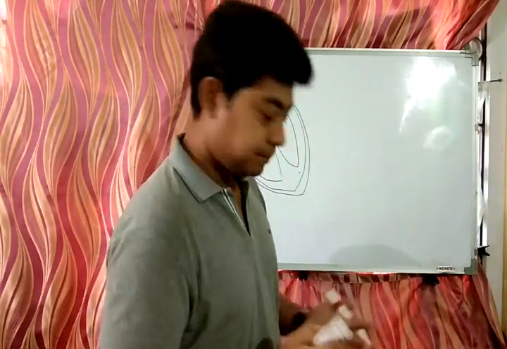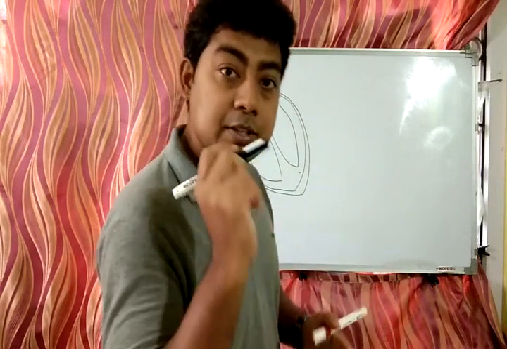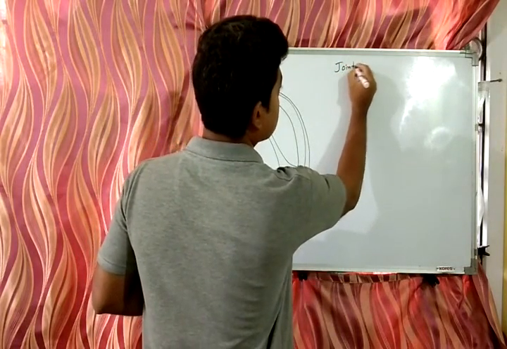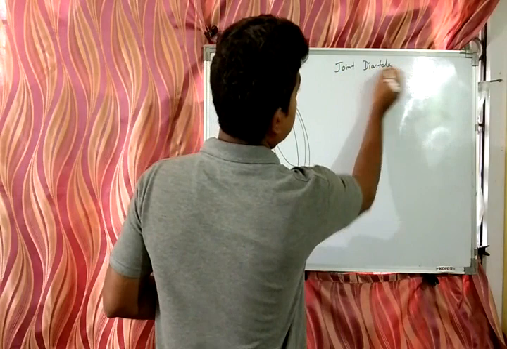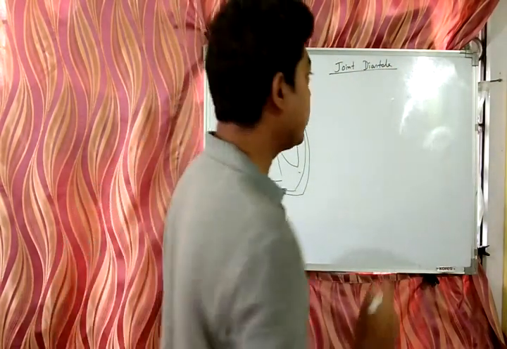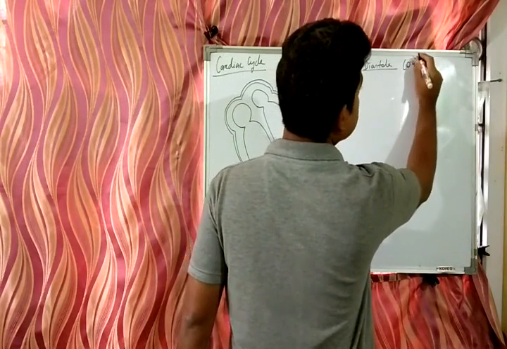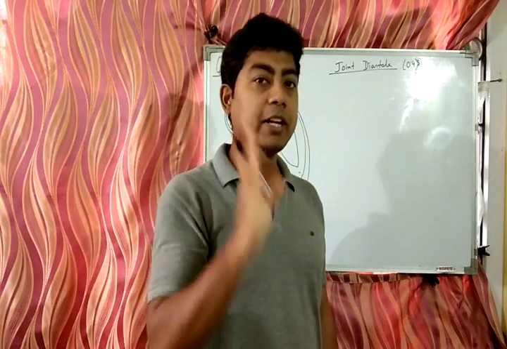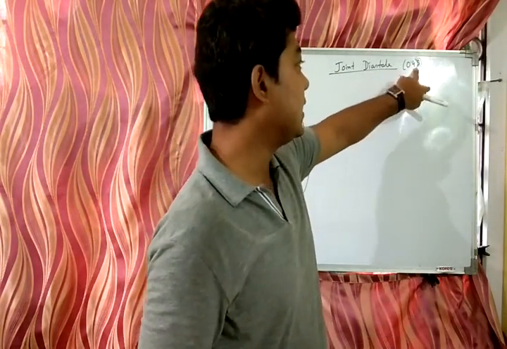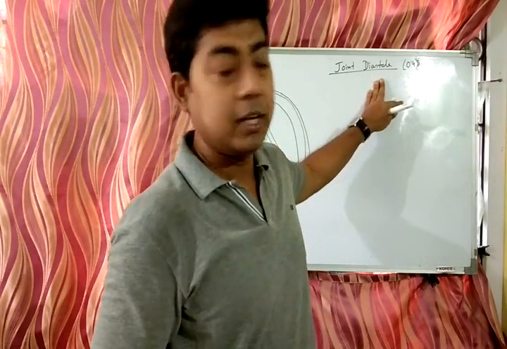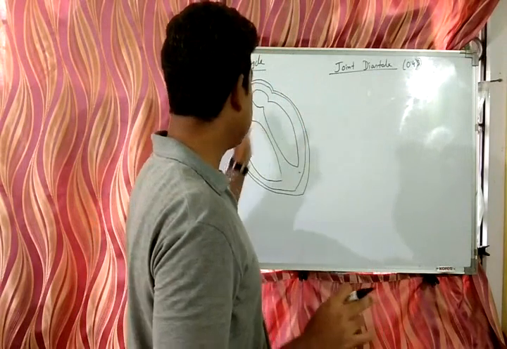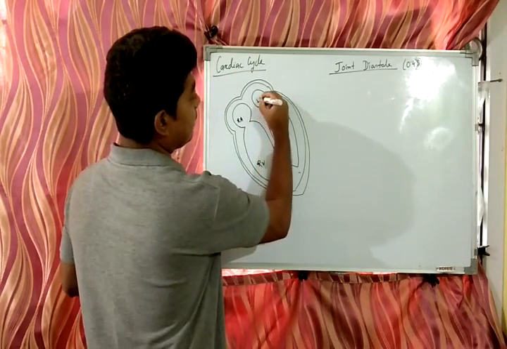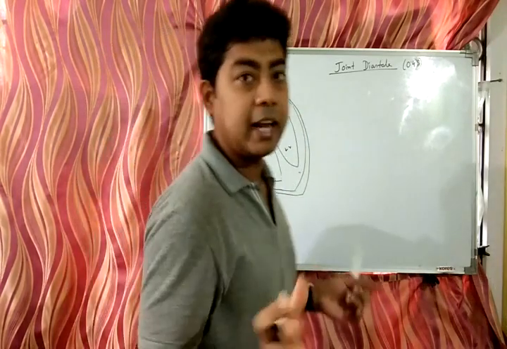Already I drew a rough diagram. So this one. First I will start with joint diastole. Joint diastole occurs for 0.4 second out of the total cardiac cycle time, which is 0.8 second. And during joint diastole, all these chambers, this is the right atrium, this is the right ventricle, left atrium, left ventricle, are all in a relaxed position.